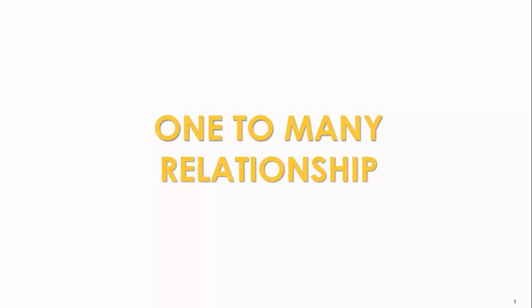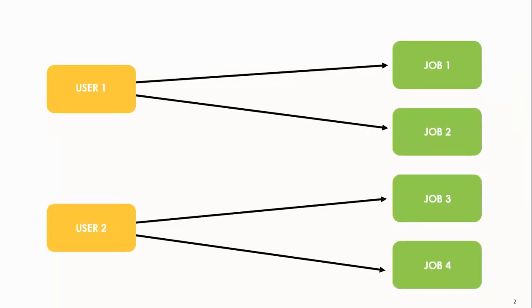Welcome back. Now we are going to look at the one-to-many Eloquent relationship. A one-to-many relationship is used to define relationships where a single model owns any amount of other models. So here we're going to use an example of a user who has an infinite number of jobs, and each job belongs to that user.